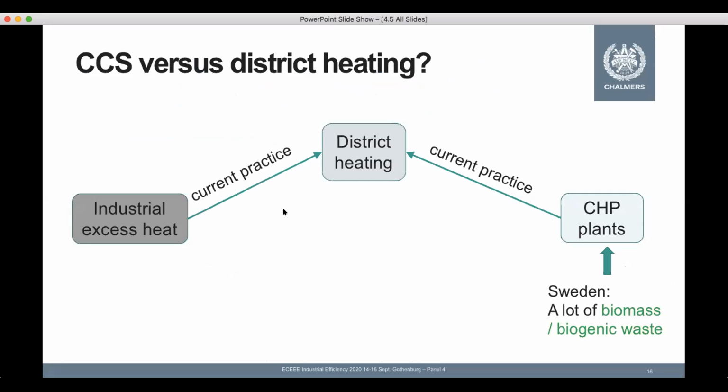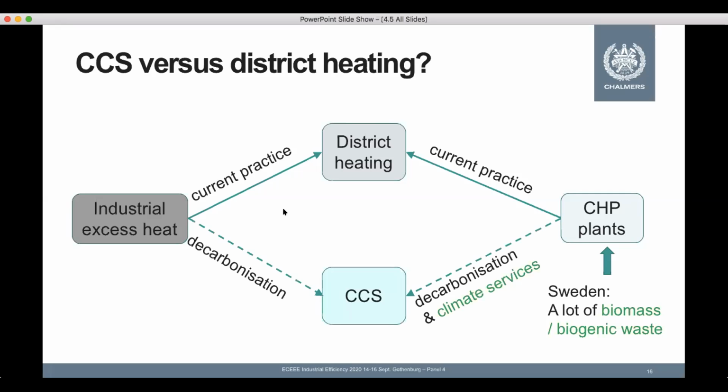To start off, the current landscape is that industrial excess heat is often delivered to district heating, as we saw before in the presentation, together also with existing CHP plants which are intended to deliver heat. This is especially a Nordic perspective. The future might hold that decarbonisation via CCS is an option, and then we will have a competition for heat, but there might also be heat integration options between these two processes.